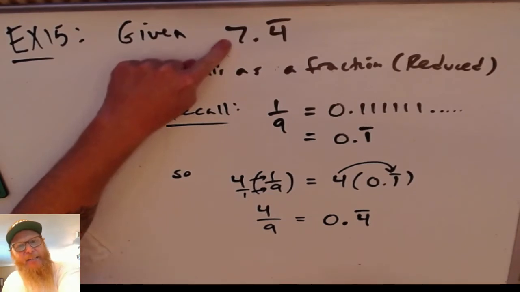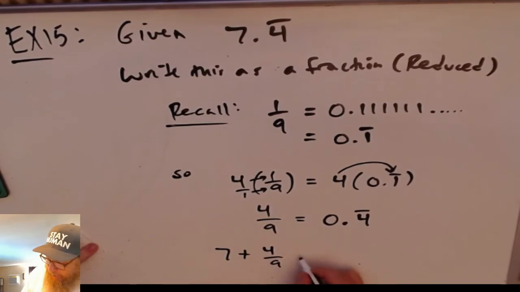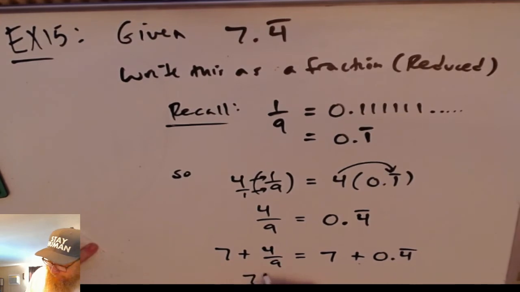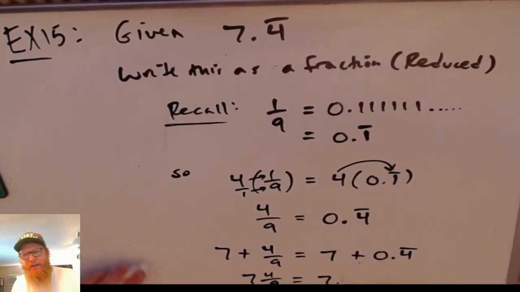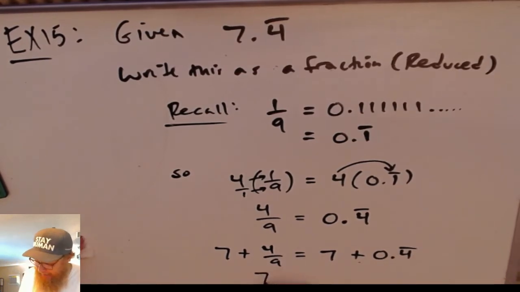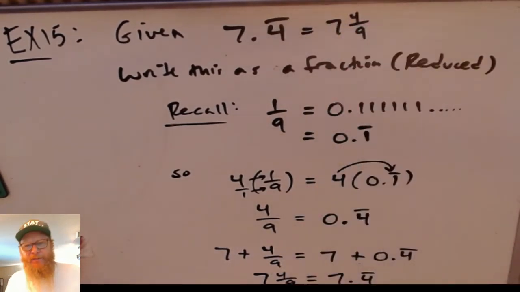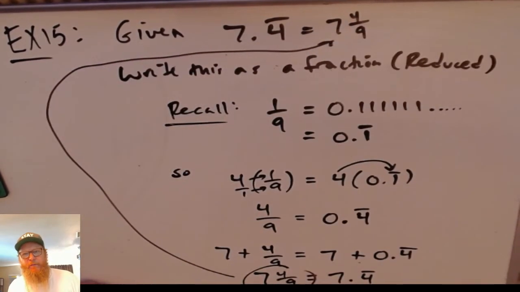And then finally, the last thing you want to do is add the 7. The 7 and 4/9 is 7 plus 0.4. You're adding 7 to 0.4, so that's going to become 7 and 4/9, which is equal to 7.44444. So this is 7 and 4/9. Just in case you can't see that, I wrote it up here. 7 4/9.